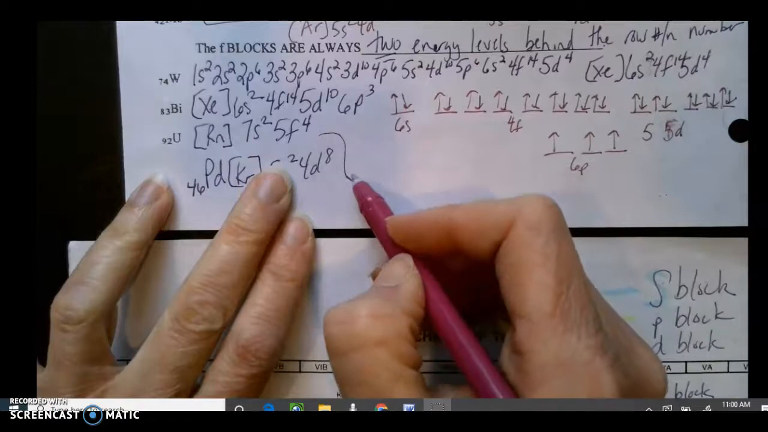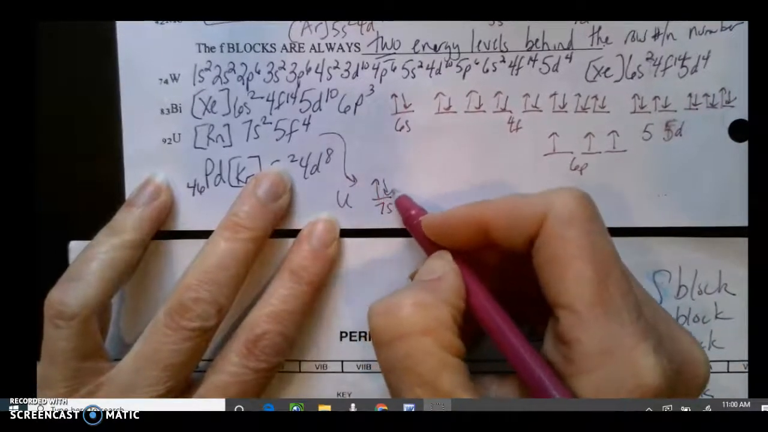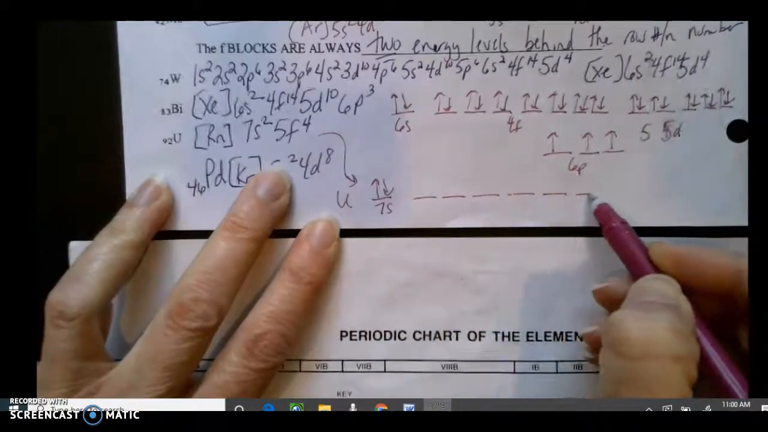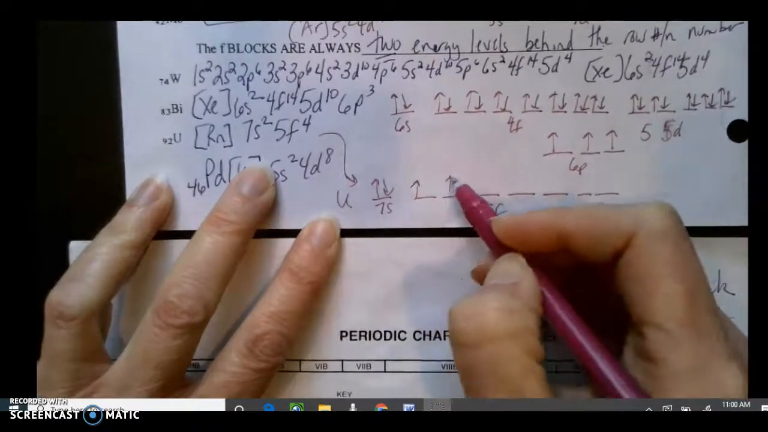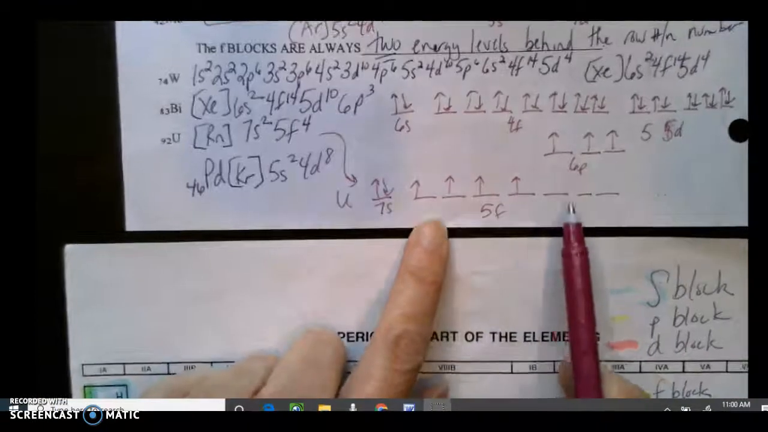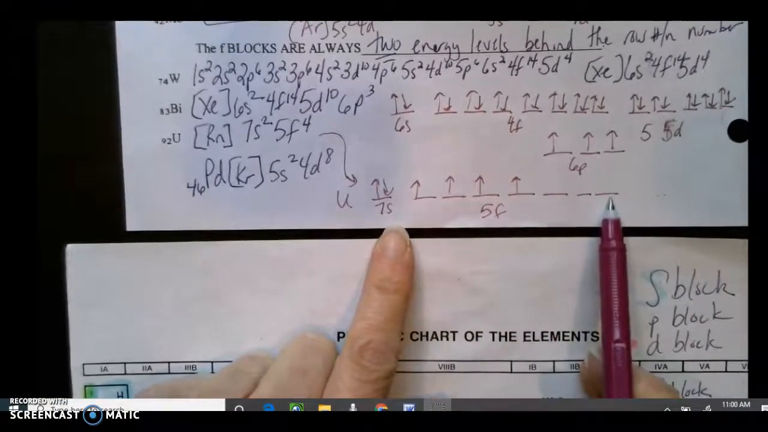If I do uranium, that one's a little shorter. I'd have my 7s. 1, 2, 3, 4, 5, 6, 7 for the 5F, but again, they are not all full, so just those first 4. But again, these empty rooms still exist. Those locations in the atom are still there, even if there aren't any electrons in them.